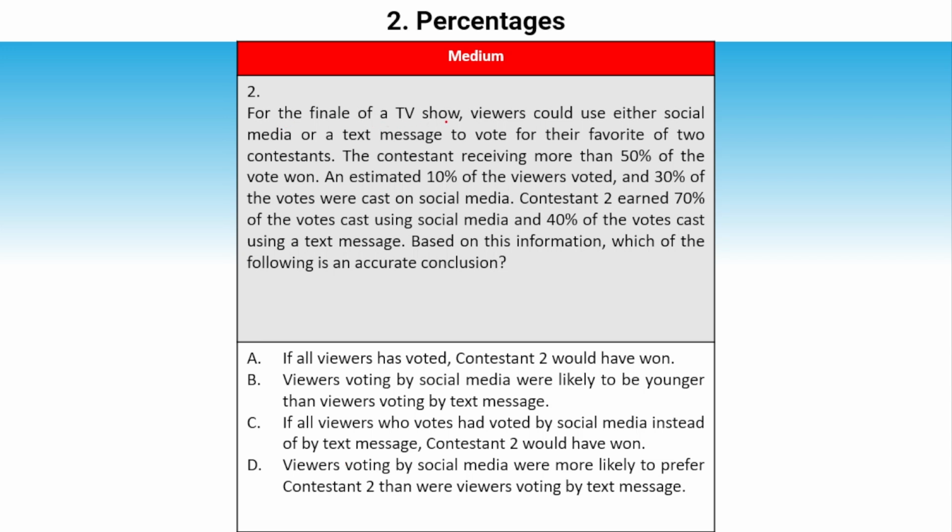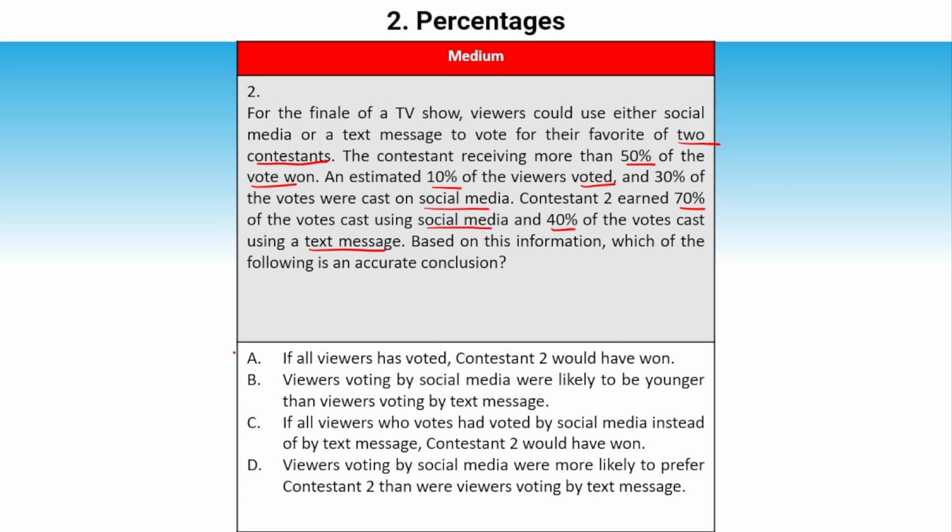For the finale of the TV show, viewers could use either social media or a text message to vote for their favorite of two contestants. Okay, there are two contestants only. The contestant receiving more than 50% of the vote won. An estimated 10% of the viewers voted, and 30% of the votes were cast on social media. Contestant 2 earned 70% of votes cast using social media, and 40% of the votes cast using text message.